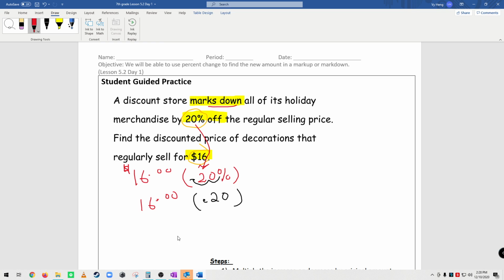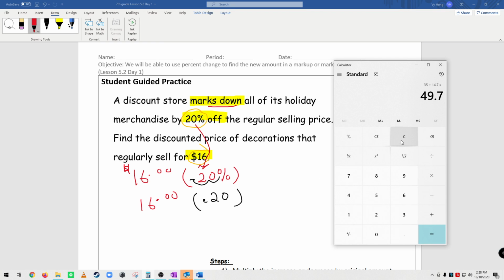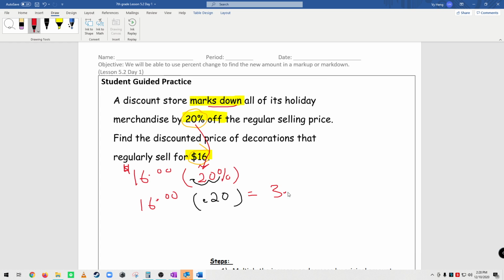Well, it's going to be, let me use a calculator here. So 16 times 0.20 is going to give us $3.20, okay? Be careful not to say this is 2 cents. No, it's 20 cents. You got to add that zero, okay? So now we have, again, we had the percent change or the percent decrease. We changed it into the amount of change, okay? This is the amount of change.